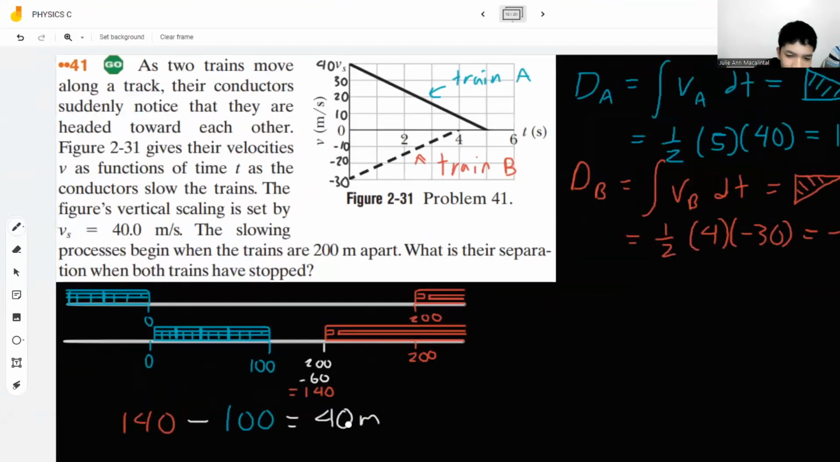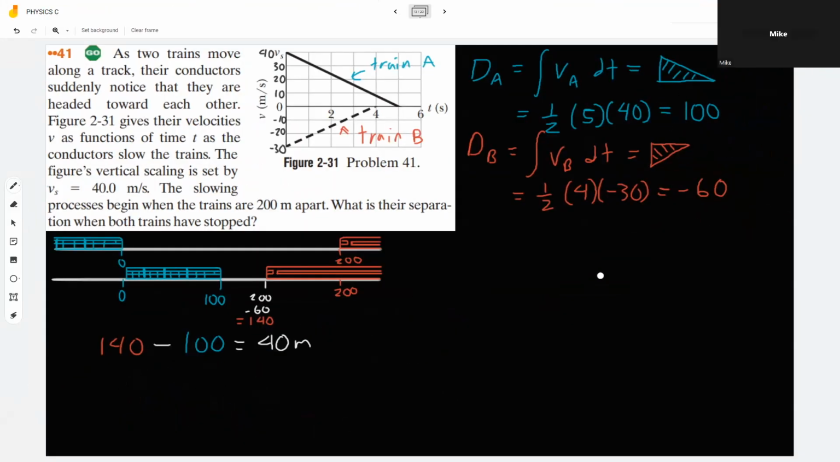Sorry, let me see the statement. So they started how far away? 200. So if they are 200 meters apart and approaching each other, the distance between them is going to change: one moving forward 100, the other moving backward -60. So the gap between them is going to be 40. Okay, clear na.